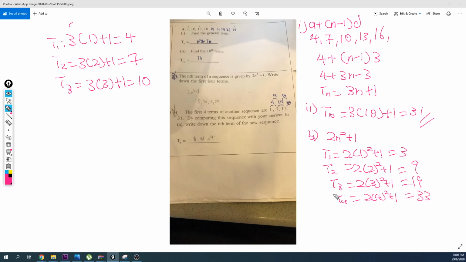For the next part of this question, we are given another 4 terms: 1, 7, 17, and 31. We are told to compare this sequence with the answer in the previous part of this question, and then to derive the nth term for the new sequence. What we can see from this is that the new sequence is 2 less than the first sequence.